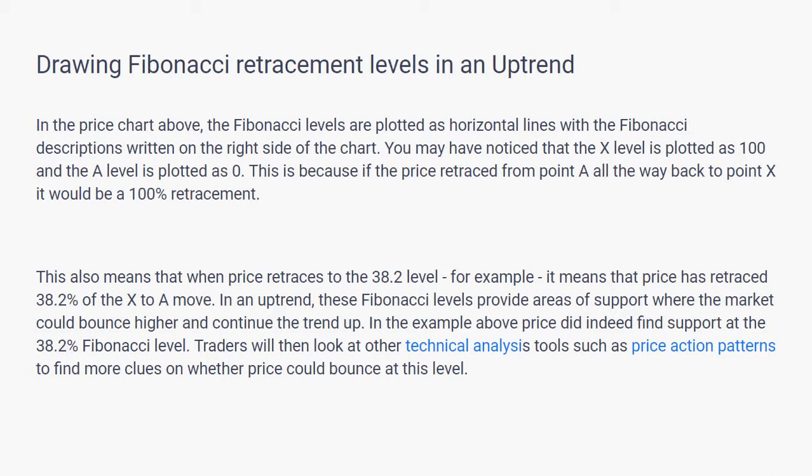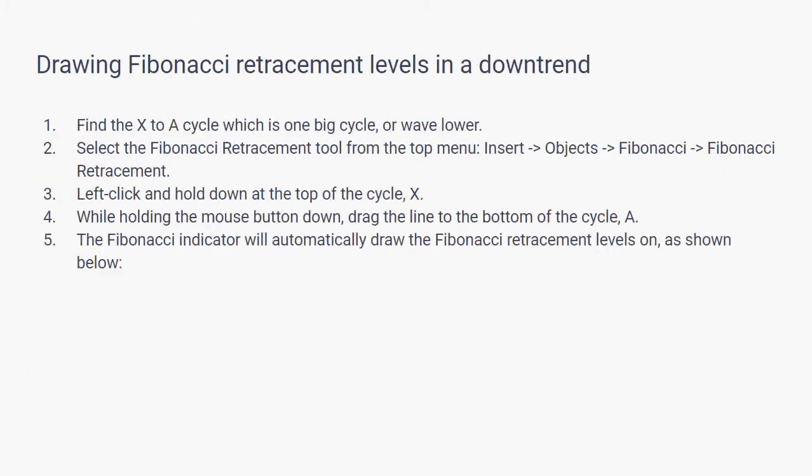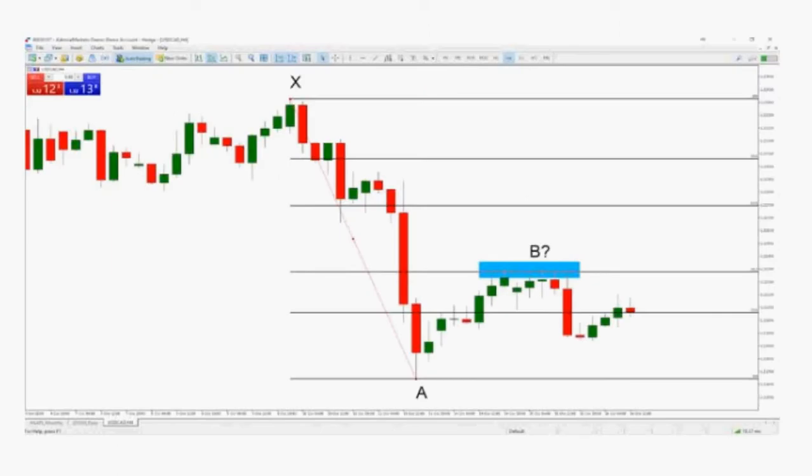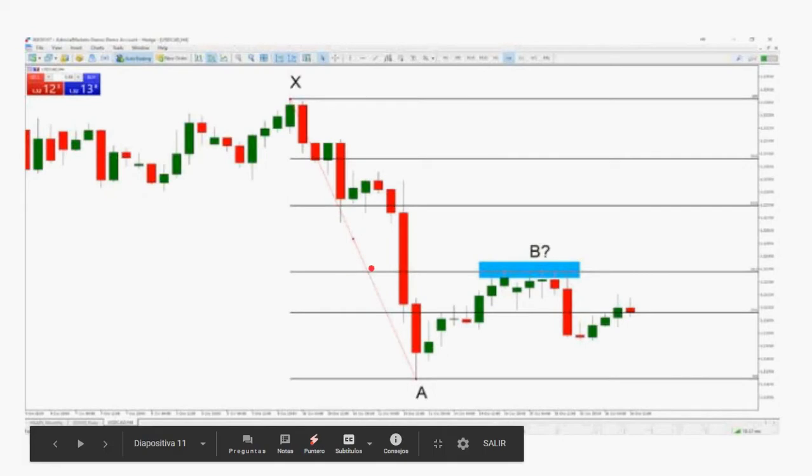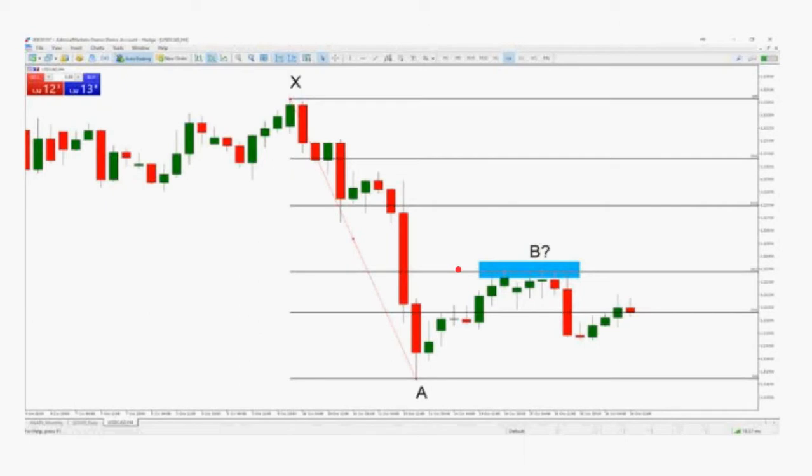Now, let's take a look at how to draw Fibonacci retracement levels in a downtrend. The first thing you need to do is to find the X to A cycle, which is one big cycle or wave lower, where X is the highest point and A is the lowest point. Then select the Fibonacci retracement tool from the top menu by pressing Insert, Objects, Fibonacci, and finally selecting Fibonacci retracement.